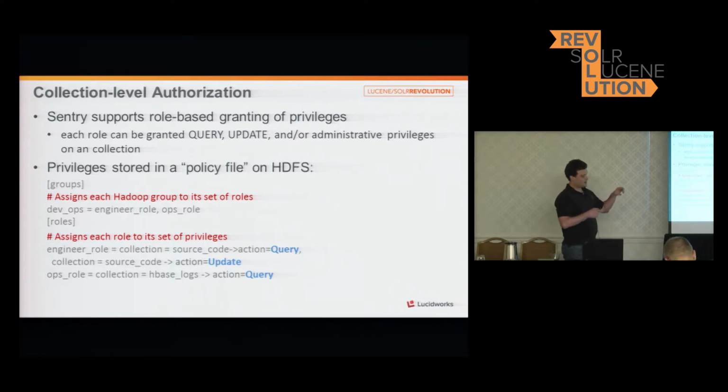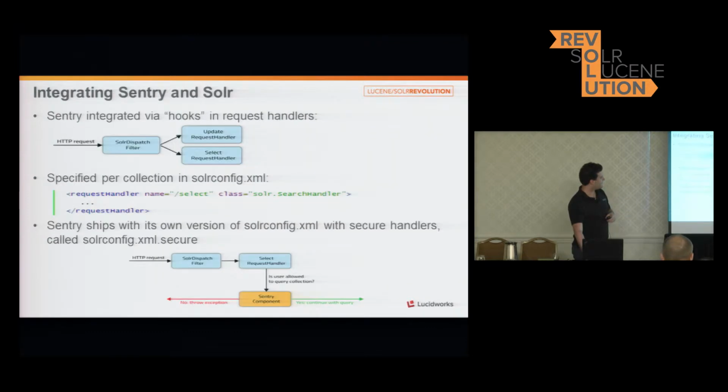How the group mapping works is also configurable. By default, it's just the Hadoop groups, but there are different plugins you can use. Then the roles are responsible for mapping each role that you've defined here into the set of privileges. So in our example, the engineers can both query and update the source code collection. And then the ops role similarly can query the HBase logs collection. Kind of a simple setup.